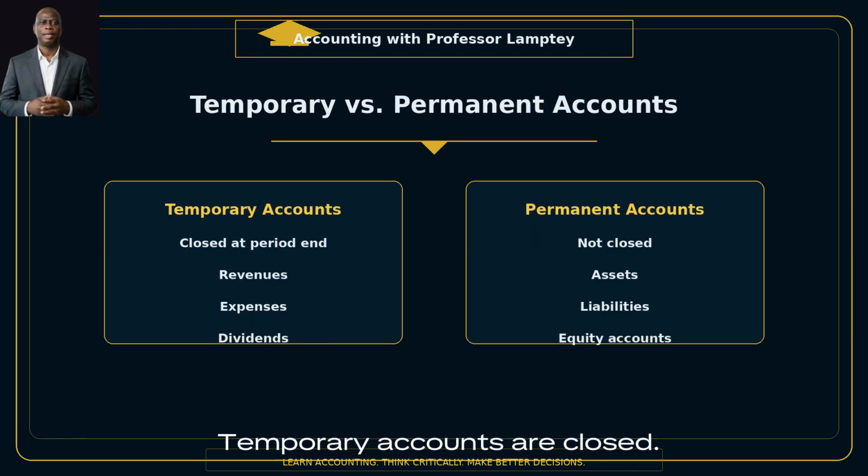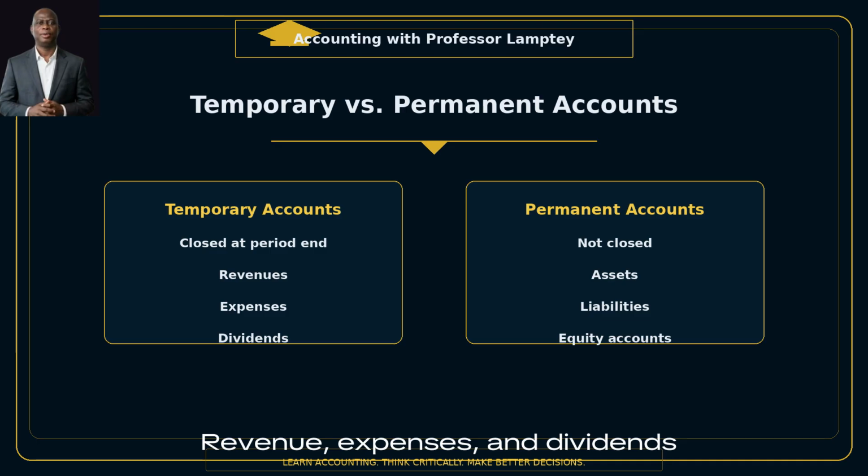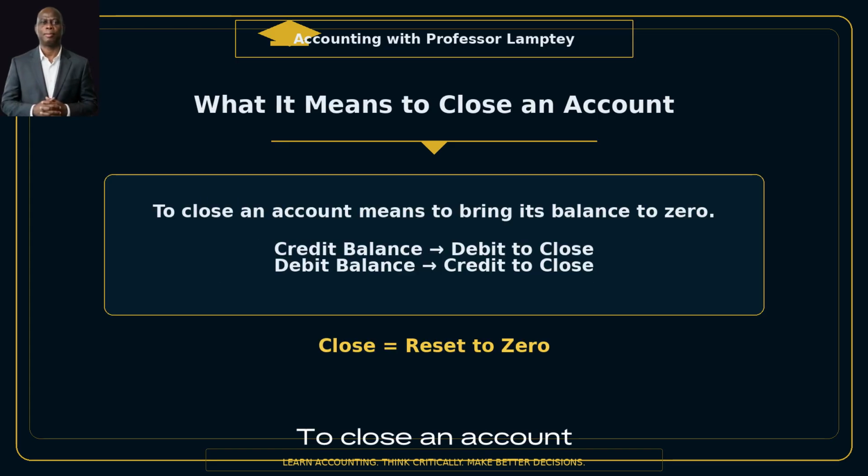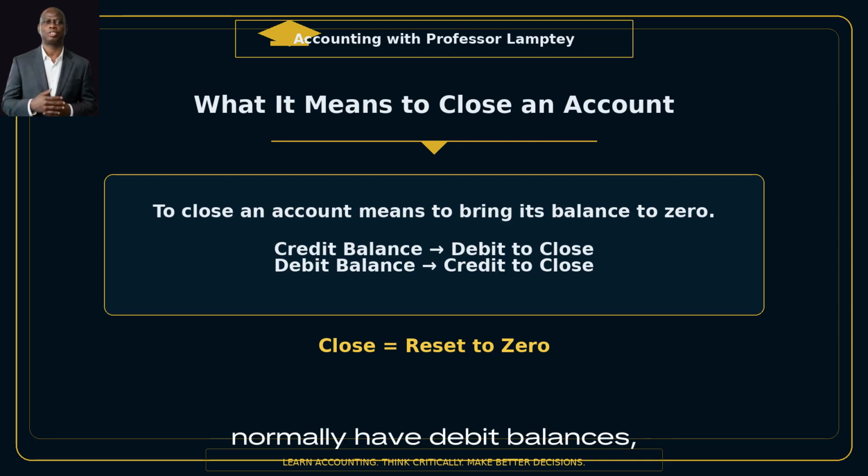This is very important. Temporary accounts are closed. Permanent accounts are not closed. Revenue, expenses, and dividends are closed. Assets, liabilities, common stock, and retained earnings are not closed. That is the foundation of closing entries. To close an account means to bring its balance to 0. If an account has a credit balance, we debit it to close it. If an account has a debit balance, we credit it to close it. Revenue accounts normally have credit balances, so we debit revenue to close it. Expense accounts and dividends normally have debit balances, so we credit them to close them.